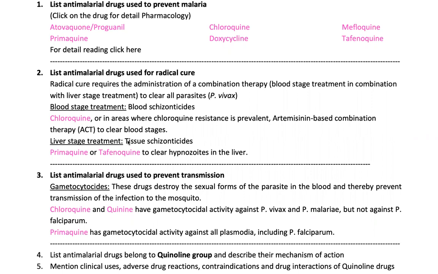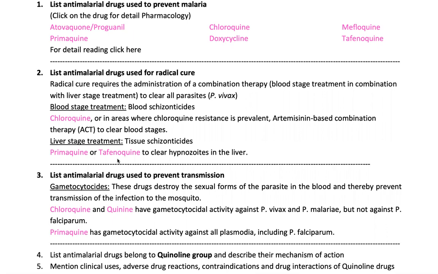Liver stage treatment, tissue schizonticides, contains two drugs, primaquine and tafenoquine, to clear hypnozoites in the liver. Hypnozoites are a stage of the life cycle of the protozoa, and we have to kill these protozoa in the liver. They are called hypnozoites. Primaquine and tafenoquine are not recommended in pregnant women. If there is a pregnant woman, the protocol for treatment is different. We will see that later.